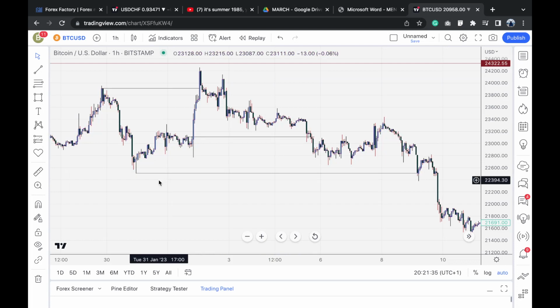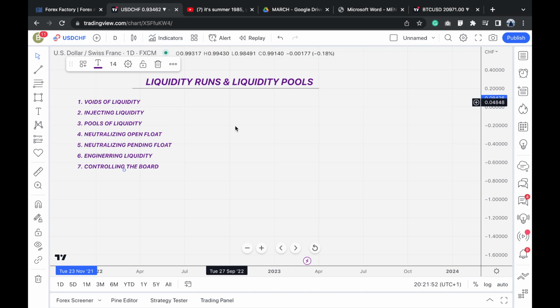So ideas like this are bound to create a pooling of one-sided liquidity because everyone's looking at almost the same thing in price. So I have liquidity being injected and being neutralized. The process of the market turning up into a level of open flow liquidity is what we call neutralizing open flow liquidity. Neutralizing open flow liquidity is the process of the market running up into current open flow liquidity.